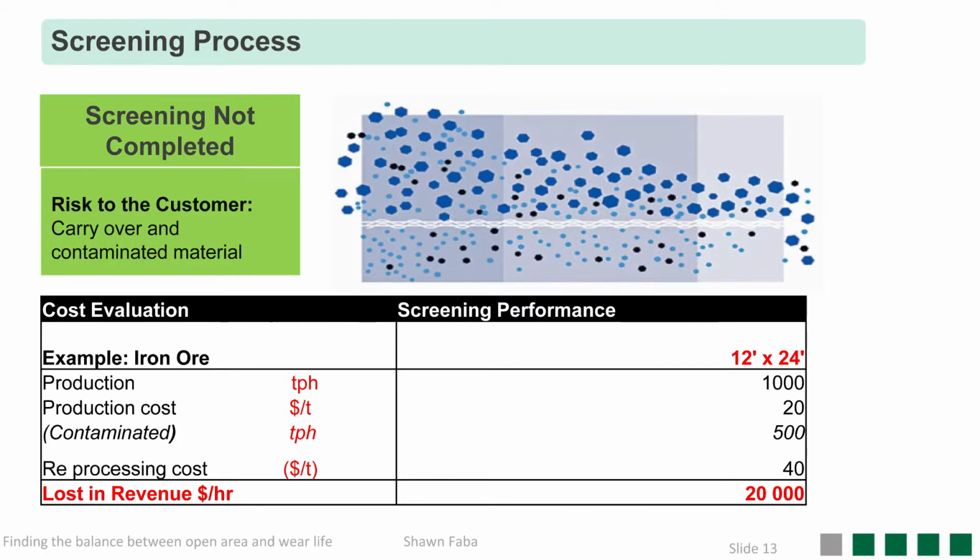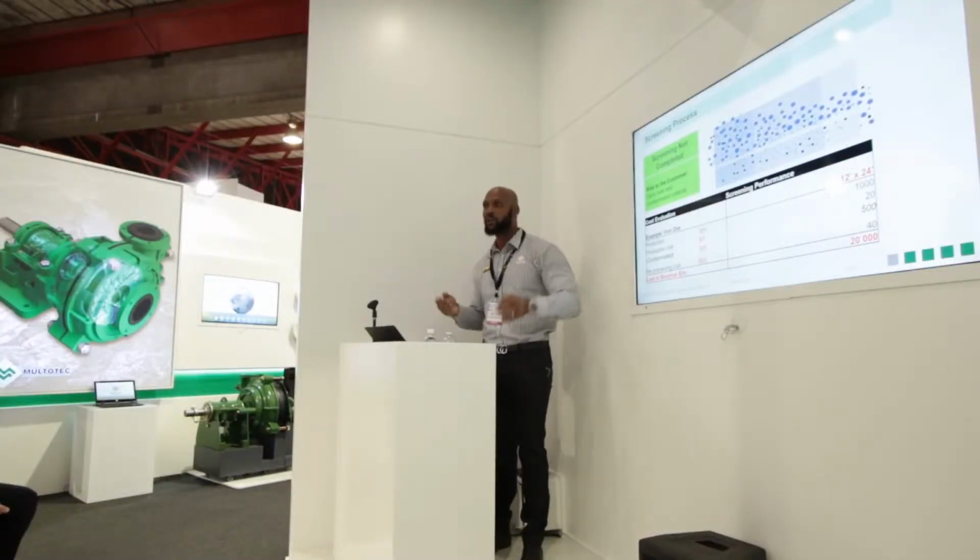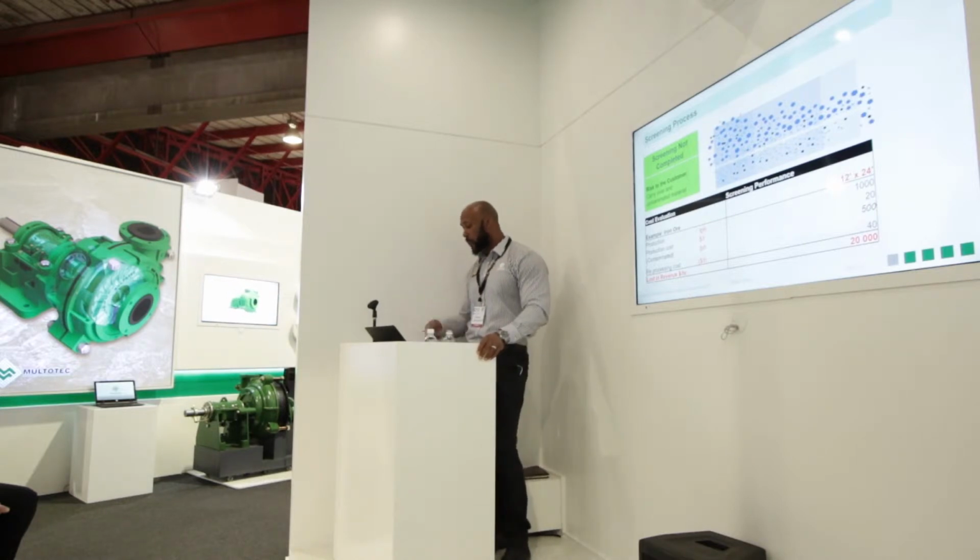The reprocessing cost, which I just want to point out, is due to this effect and the recirculating load, meaning that you constantly need to rescreen your product to achieve the desired size fraction. So that is associated with your reprocessing cost, which is energy wastage.